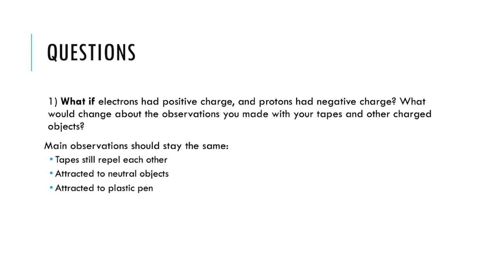So the questions. The answer to question 1 is that the main observations would stay the same, which means that the tapes would still repel each other even though electrons would be positive now. And they would also be attracted to neutral objects because tape would have a negative charge, and they would still be attracted to the plastic pen because the pen would just have a positive charge.